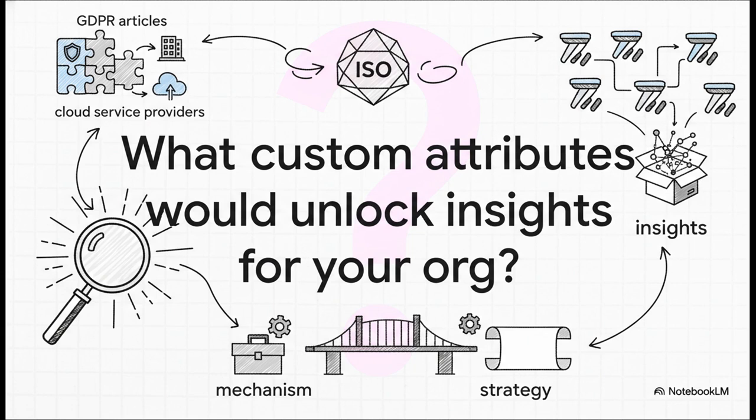So that brings us to the final question I want to leave you with. If you could create your own filters, your own custom lenses for your security controls, what would they be? Maybe you'd create an attribute to map controls to GDPR articles, or maybe one for specific business units, or for different cloud providers you use.